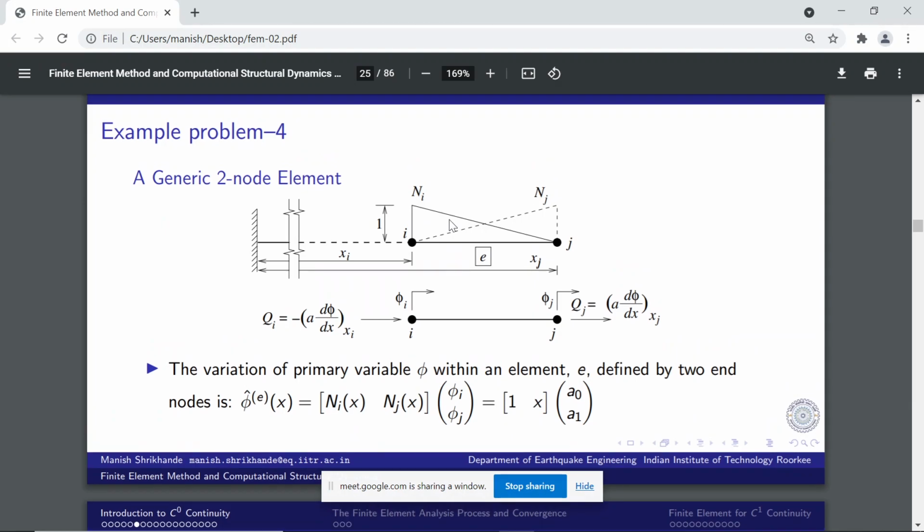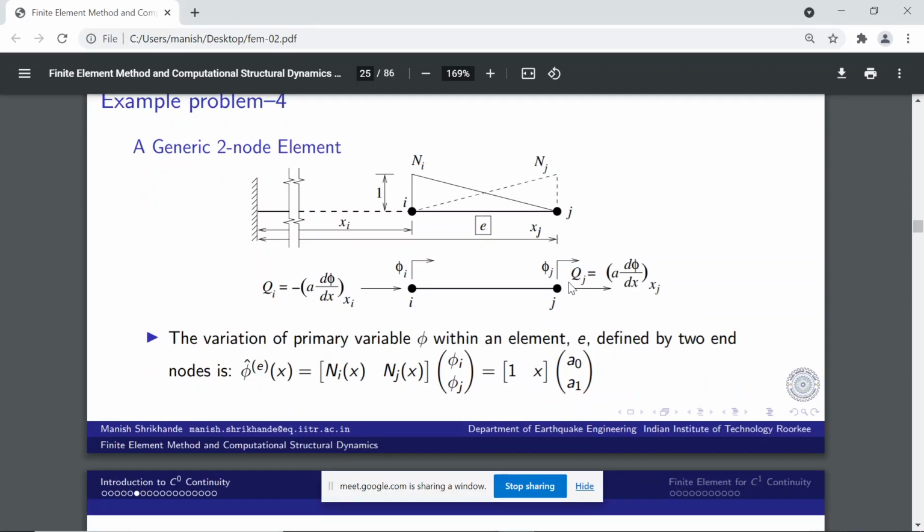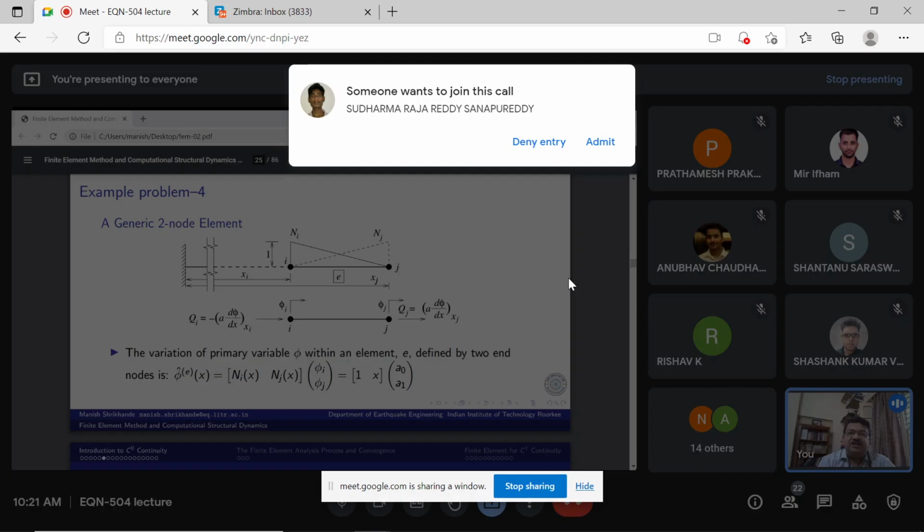and we construct the interpolation in this form. So this is a generic description of a two-node one-dimensional element. The ith node is defined by the coordinate xi, the jth node by the coordinate xj, and the interpolation function for the ith node can be written straight away. It's a linear polynomial, so it can be written using the Lagrange interpolation formula, given as Ni equals x minus xj divided by xi minus xj, and the interpolation function for node j would be given as Nj equals x minus xi divided by xj minus xi.